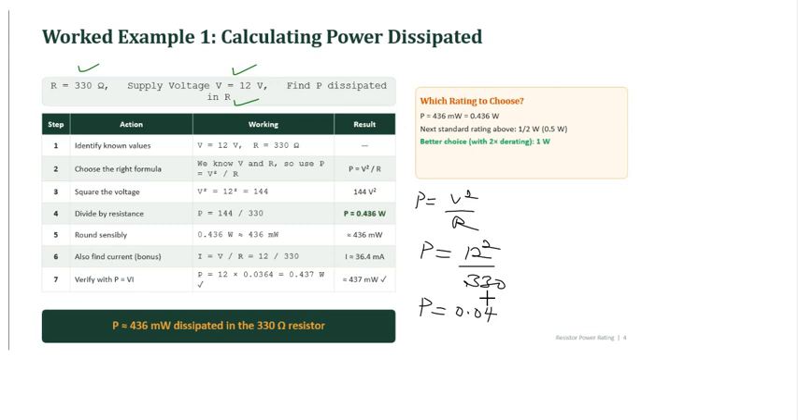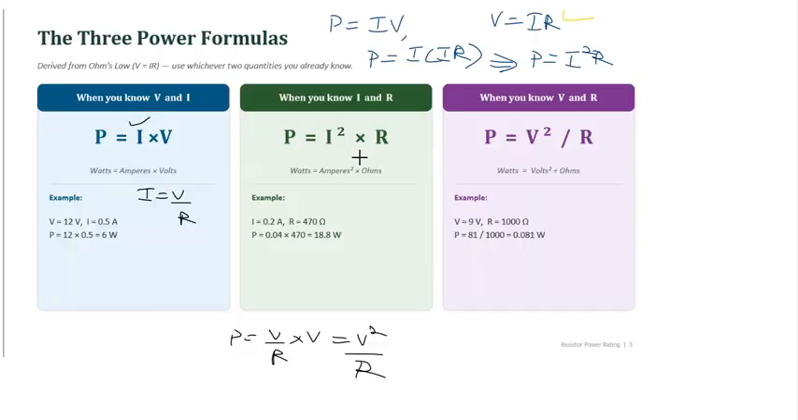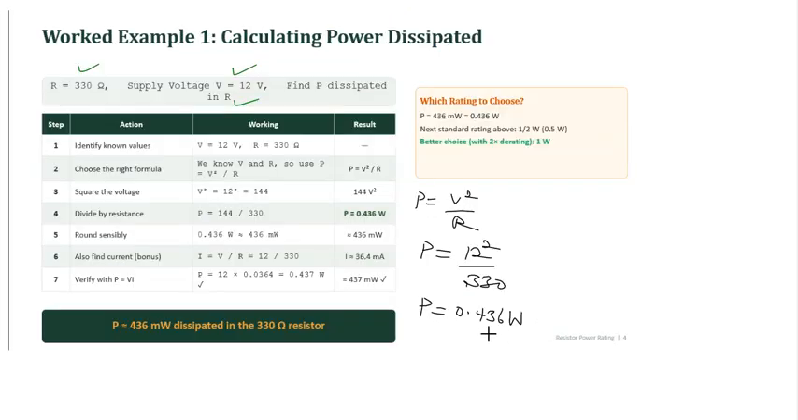So the power in this case is going to be equal to 12 squared over 330, which gives us 0.436 watts. So the unit of power is watts. This is equivalent to, if you convert it to milliwatts, 436 milliwatts. So that's a simple example of how to calculate the power dissipated in a resistor. Any of those three equations can be used depending on the parameters that you have available to you.